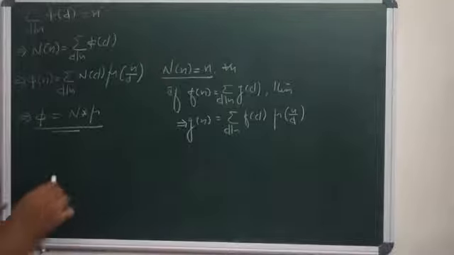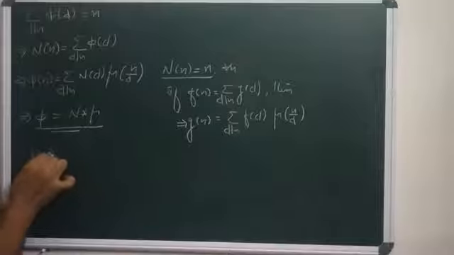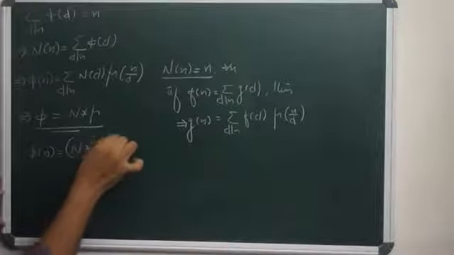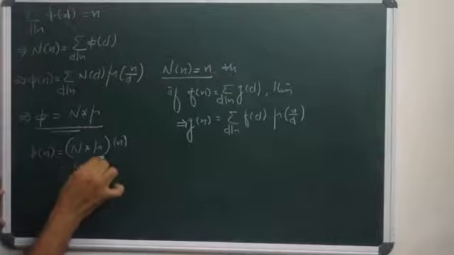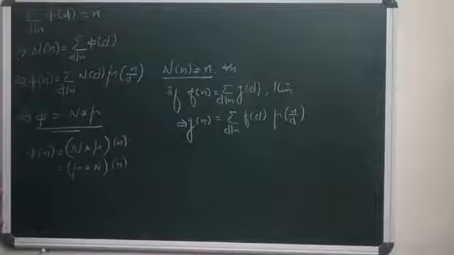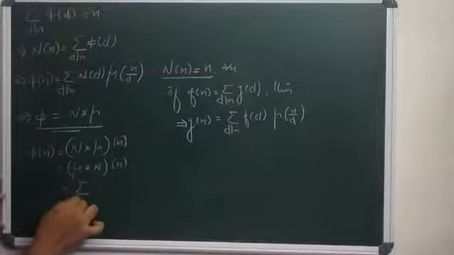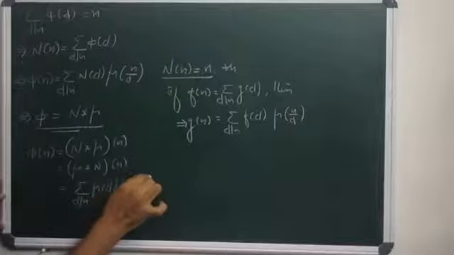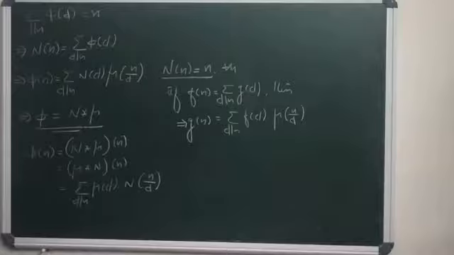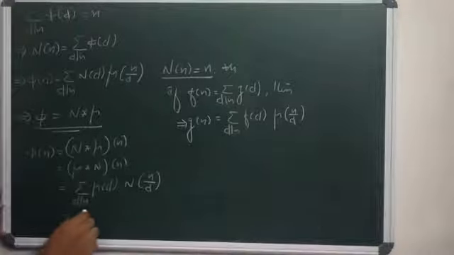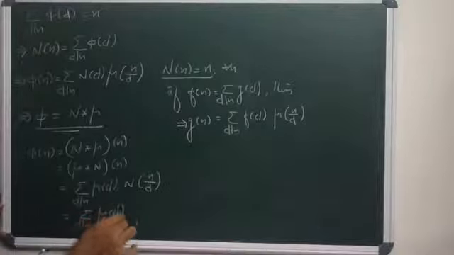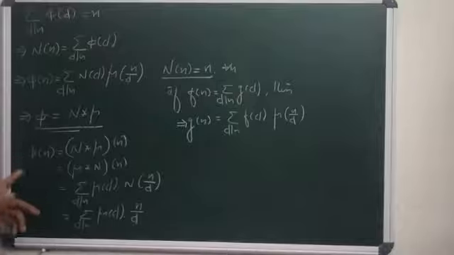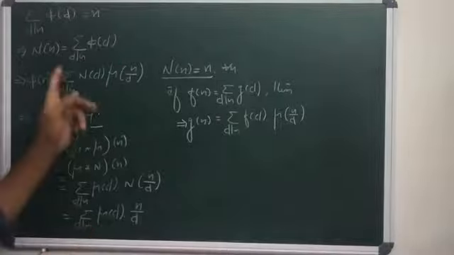Moreover, what is phi of n? Phi of n equals N star mu of n. But we know that N star mu equals mu star N, because the Dirichlet convolution is commutative. Mu star N means sigma over d divides n, mu of d into N of n by d, and N of n by d is n by d itself. So phi of n equals sigma over d divides n, mu of d into n by d.